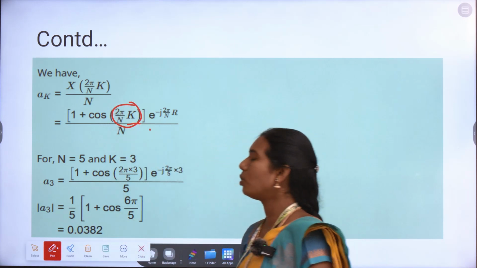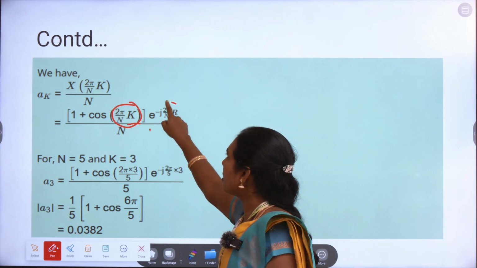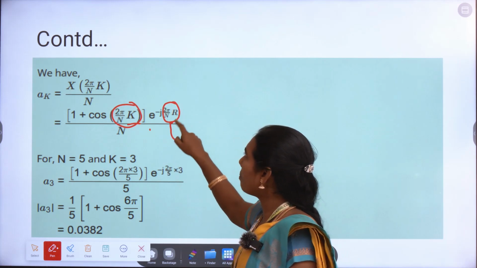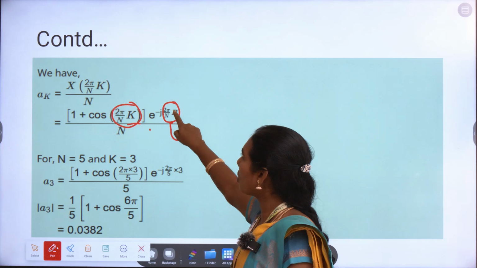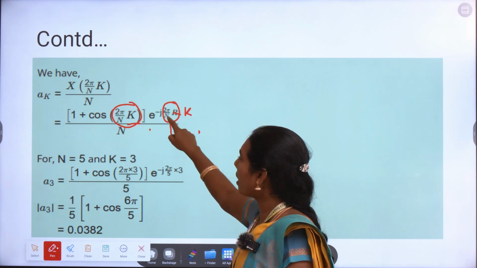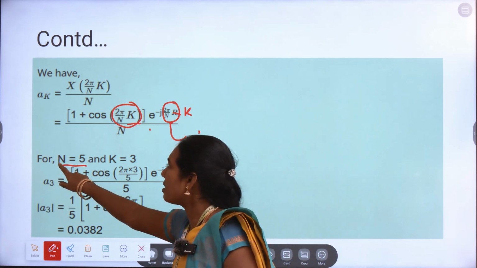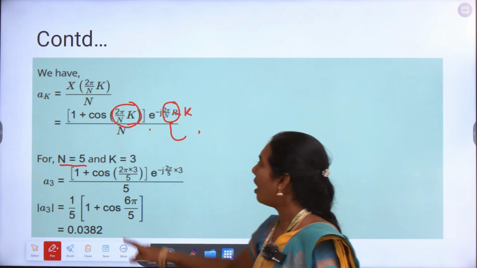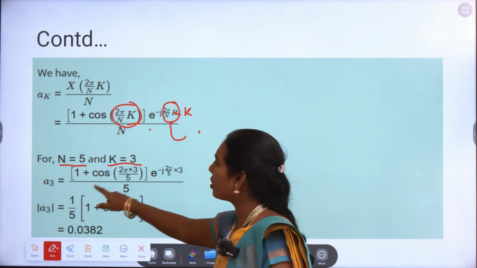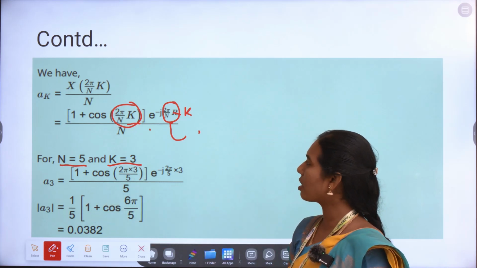So omega equal to 2 pi k by N, and this is also omega equal to 2 pi n by... this is not r, this is k. So 2 pi k by N divided by N. We know that the period is given as capital N equal to 5, and in the Fourier coefficient the k value is mentioned as 3.